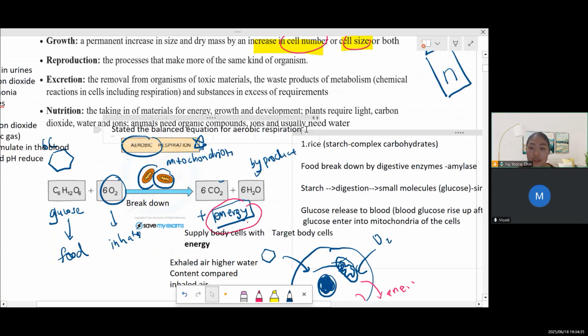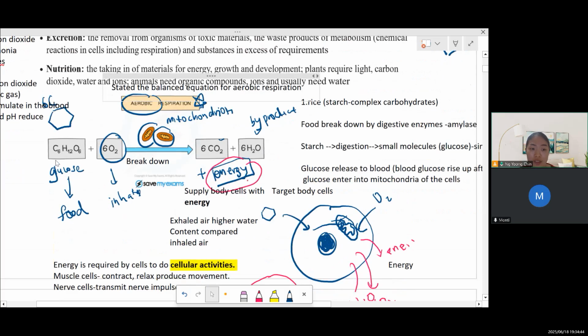When they ask you this kind of question, state the balanced equation for aerobic respiration, this is the answer that you need to write: C6H12O6 plus O2, then arrow, carbon dioxide and water. And please remember to add on the number 6.